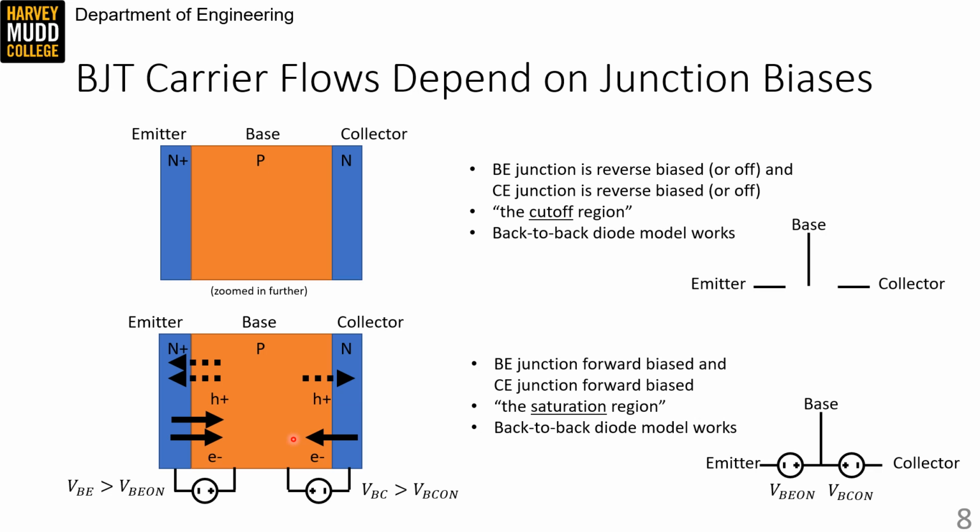The size of a carrier flow is proportional to the doping of the region injecting carriers, so the N plus region injects the lion's share of carriers in the base emitter junction, and I've used a double arrow to show that.